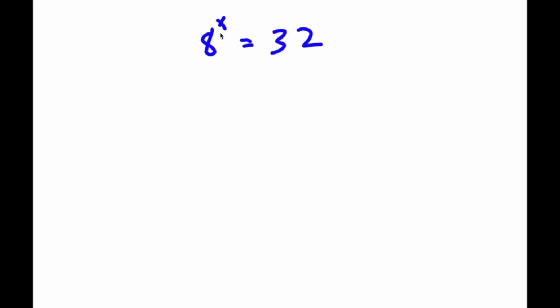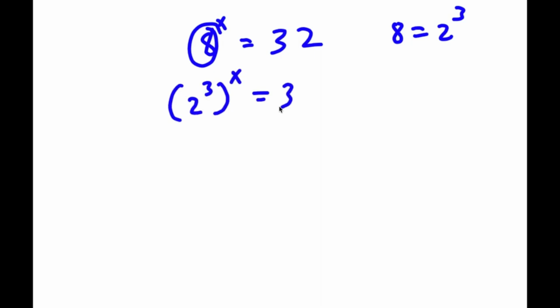So what I'm first going to do is rewrite 8 as 2 to the power of 3, because 8 equals 2 to the power of 3. So now I have 2 to the power of 3 to the power of x is equal to 32.